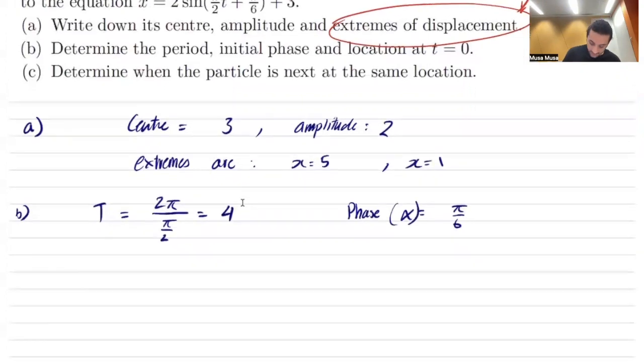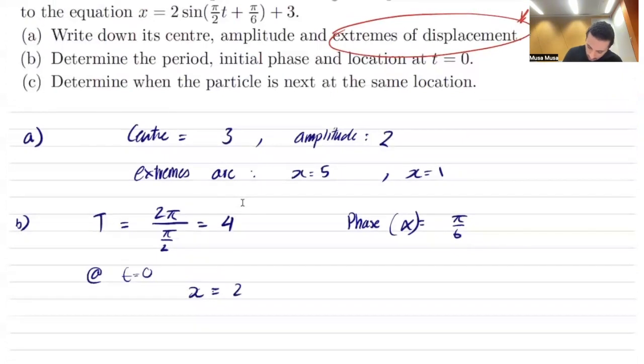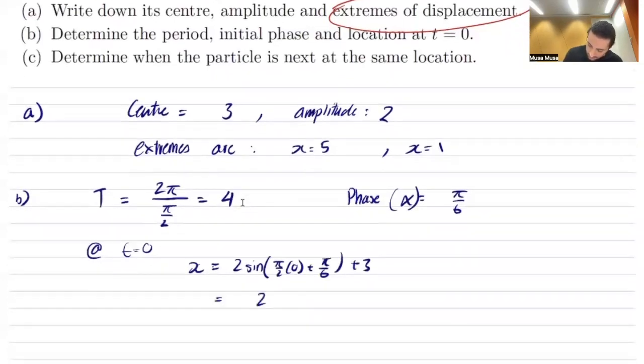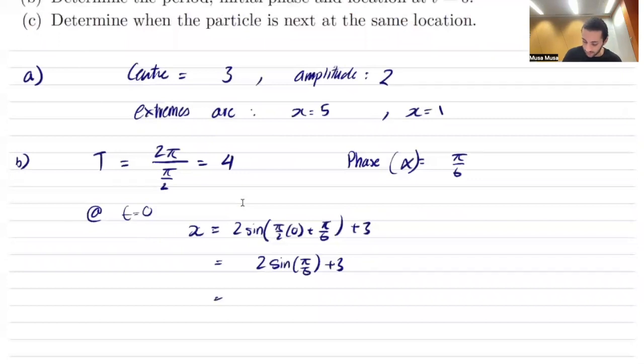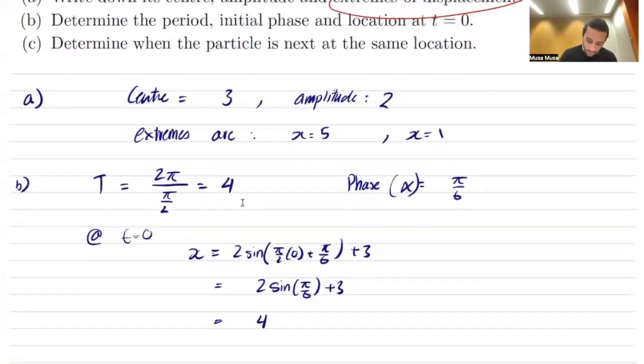And then it says the location at t equals 0. So you just sub in t equals 0. You get x equals 2 sine of pi on 2 times 0 plus pi on 6, plus 3. So it's 2 sine of pi on 6. Now, sine of pi on 6 is just a half. So it's 2 times a half, which is 1, plus 3, which is 4.